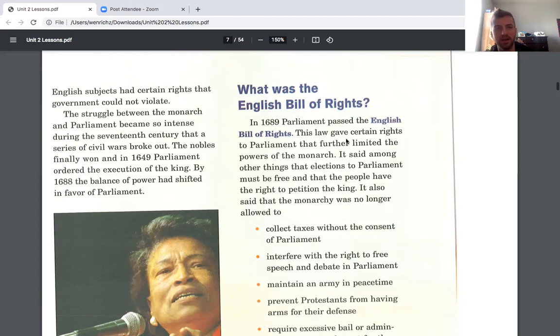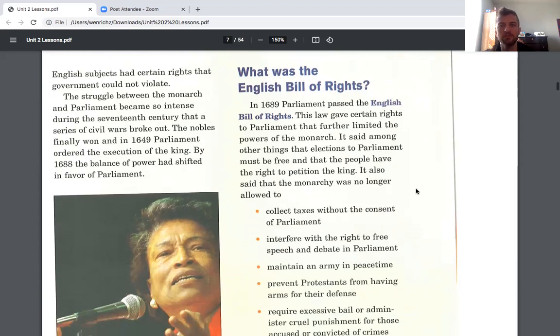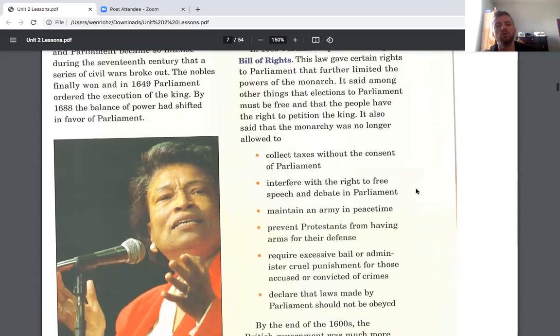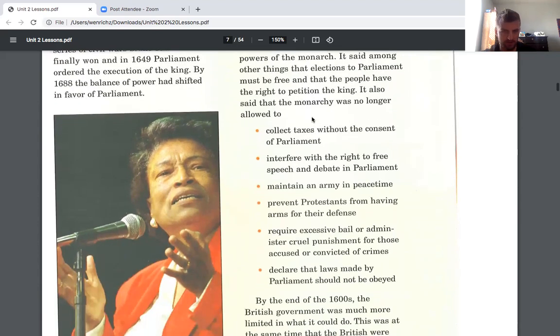In 1689, Parliament passed the English Bill of Rights. This law gave certain rights to Parliament that further limited the powers of the monarch. It said, among other things, that elections to Parliament must be free and that the people have the right to petition the king. It also said that the monarchy was no longer allowed to do the following: collect taxes without the consent of Parliament, interfere with the right to free speech and debate in Parliament, maintain an army in peacetime, prevent Protestants from having arms for their defense.